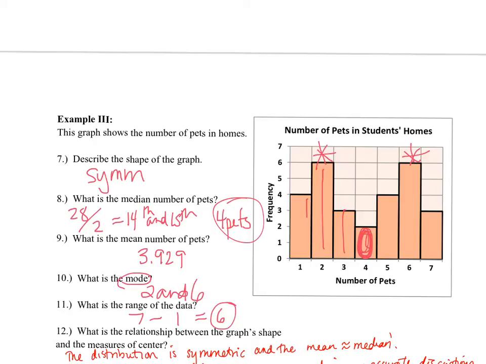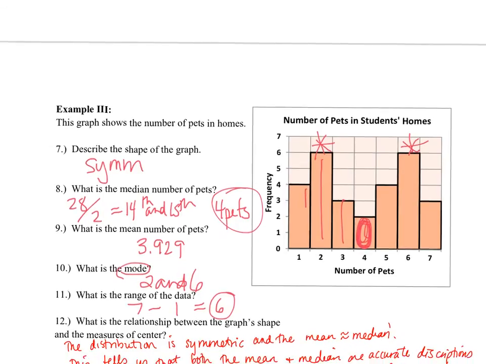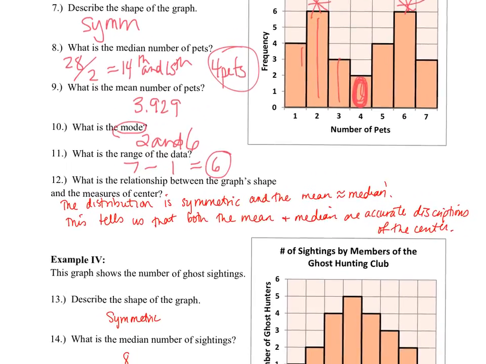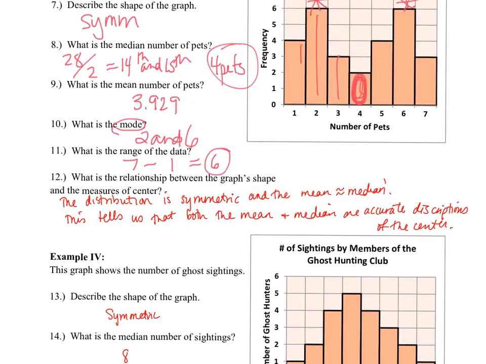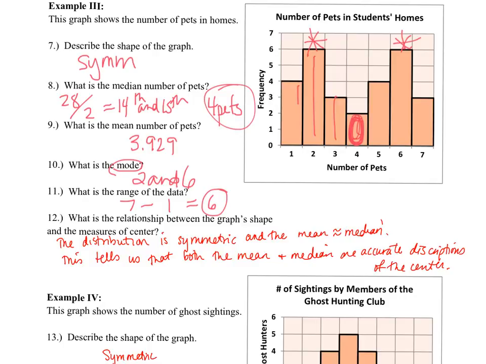Now we want to talk about the relationship between the graph's shape and center, and we can see here that the mean and the median are very close together. When the mean and median are very close together, that is often apparent in a symmetric graph, which is what we see here. So in this graph, we say that it's symmetric, the mean is approximately equal to the median, and in this case, both the mean and the median are accurate descriptions of the center of the graph. Alright, complete the last example and then unpause the video to check your answers.